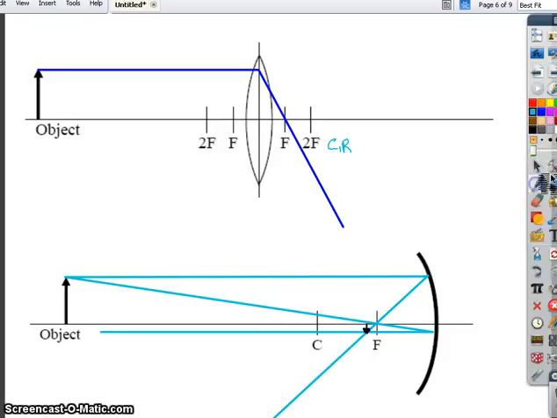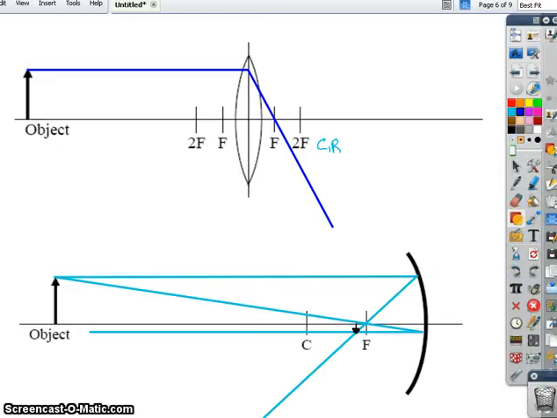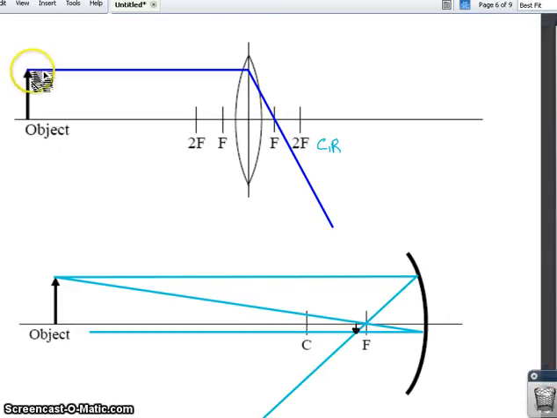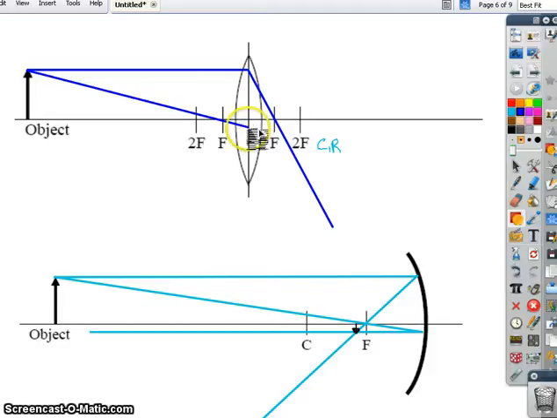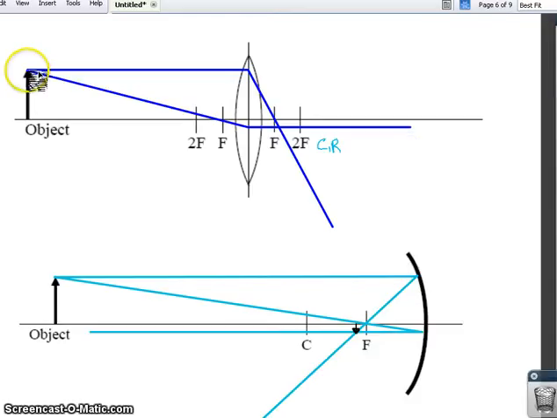Our second ray is going to go, let me get my object here. Our second ray is going to go through the focus, and then it's going to move parallel to the principal axis like that. And our third ray is just going to go right through the center.